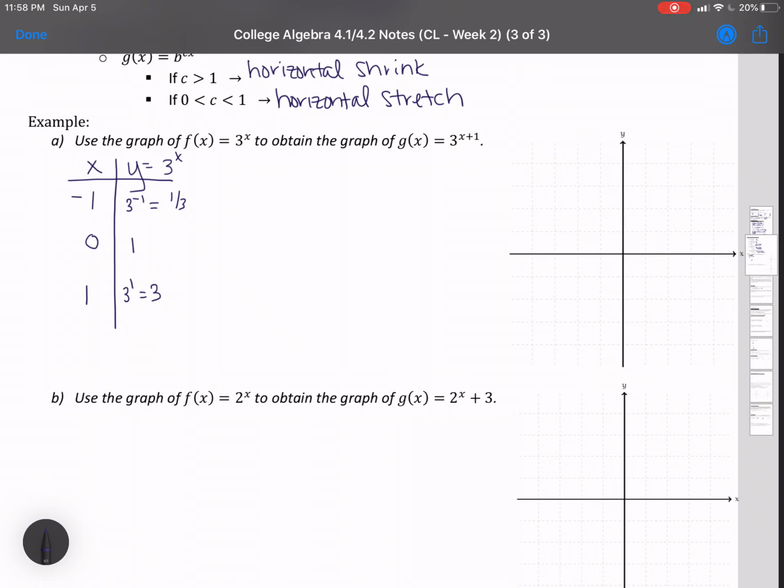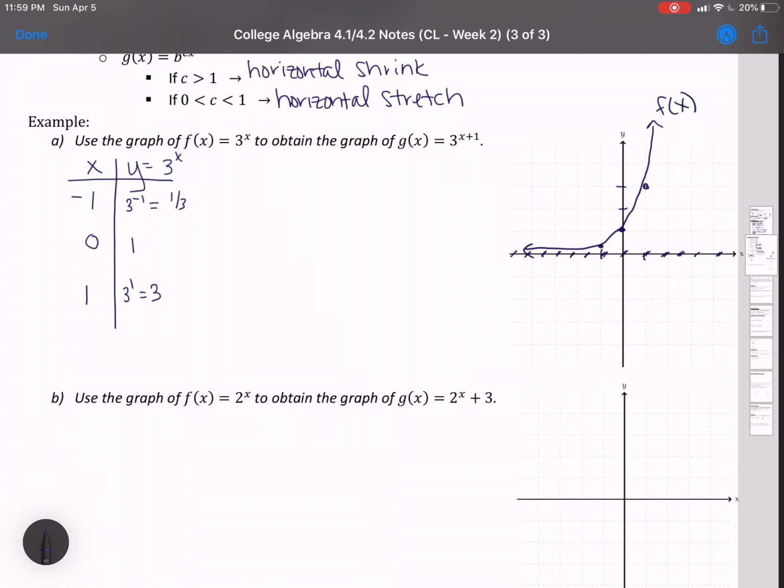So if I go over to our graph, and we graph, let's see here, we have -1, 1/3, 0, 1, then 1, 3. And then the other thing we have to remember is that we are never going to cross this x-axis. So I'm going to go ahead and put our dashed line to represent our horizontal asymptote. And then you're going to make a swoop. Okay. And there you go. So that is our function for f of x.